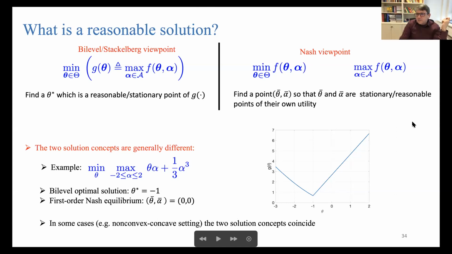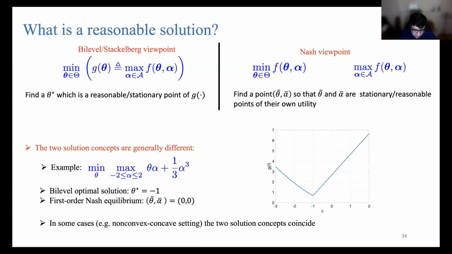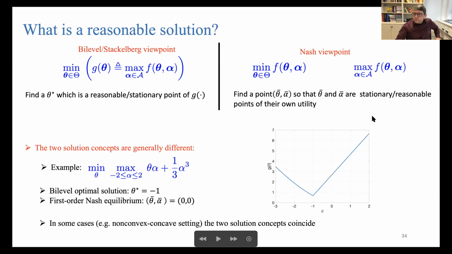There is one question. Are the two viewpoints the same for convex concave? Yes, they are the same. For the convex concave case, under some assumptions, you need to have boundedness, for example, of the constraint. But yes, the two solution concepts are the same, and you can switch the max and min as long as you can switch them, in the convex concave case, if you have bounded compact constraints.